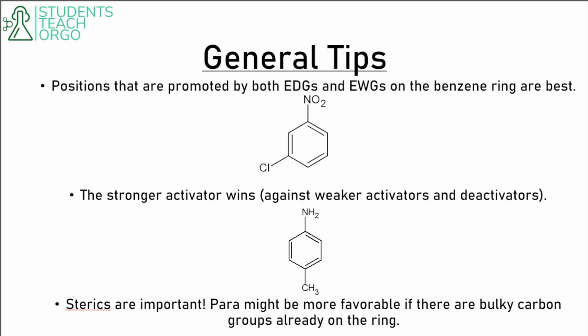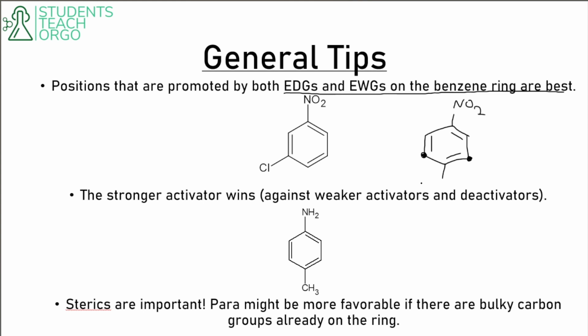All right, so here are some general tips. Positions that are promoted by both electron donor and electron withdrawing groups on the benzene are the best. So this is not a direct example, but I can draw a good example here. Let's say you have an NO2, and so NO2 is going to promote here and here. This is meta.